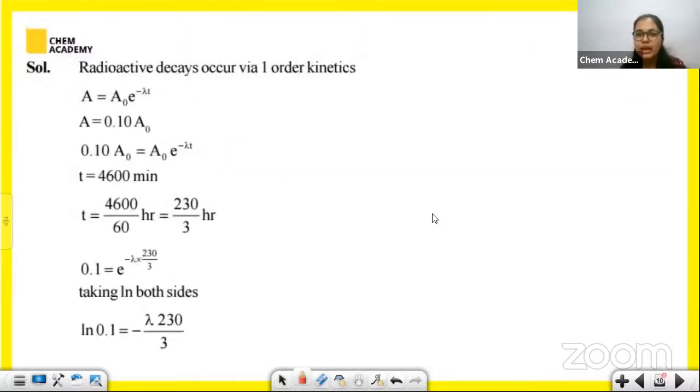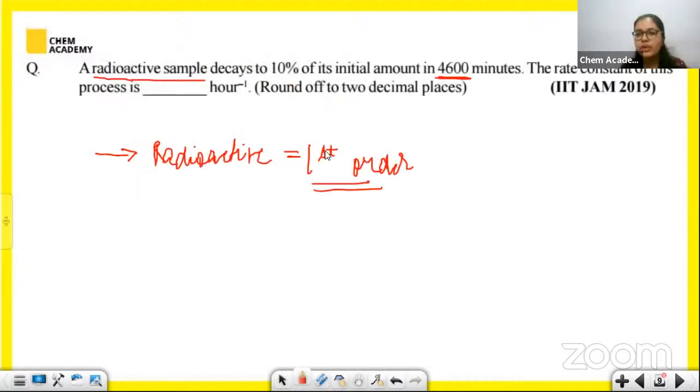Let us see how we do that. Since it is a radioactive reaction, it is a first order reaction, and we know that the equation for first order is A equals A naught into e raised to the power lambda t or kt. You can write it either way. You can also write it as A equals A naught into e raised to the power minus kt. Either you can write lambda or you can write k. Let us go back to the question.